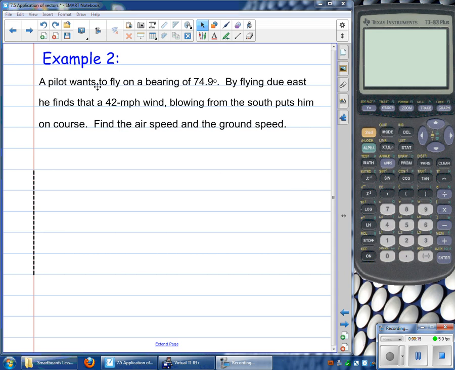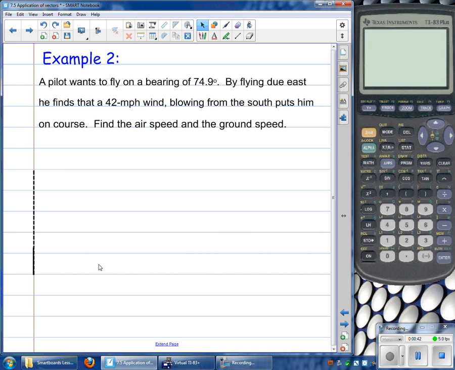So here we go. It says a pilot wants to fly on a bearing of 74.9 degrees. By flying due east, he finds that a 42 mile an hour wind blowing from the south puts him on course. Find the airspeed and the ground speed this time. So I'm going to start with the wind vector here. There's our wind speed vector.